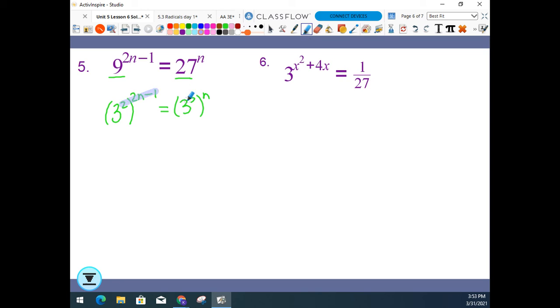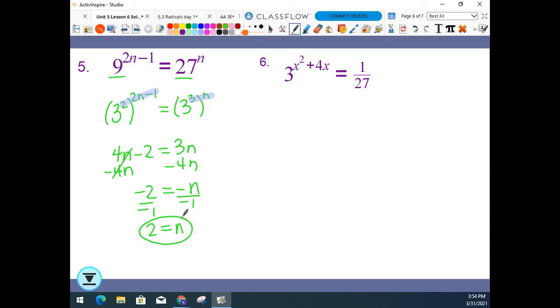Now we're going to distribute, multiply your power to a power. 2 times 2n is 4n. 2 times negative 1 minus 2 equals, multiply 3n. Move the 4n to be over with the 3n. Bring down the 2. 3 minus 4 is negative 1. Divide by negative 1. N is 2.